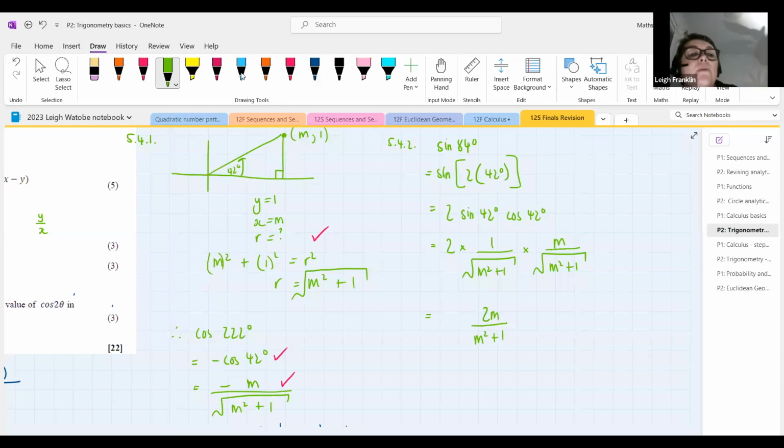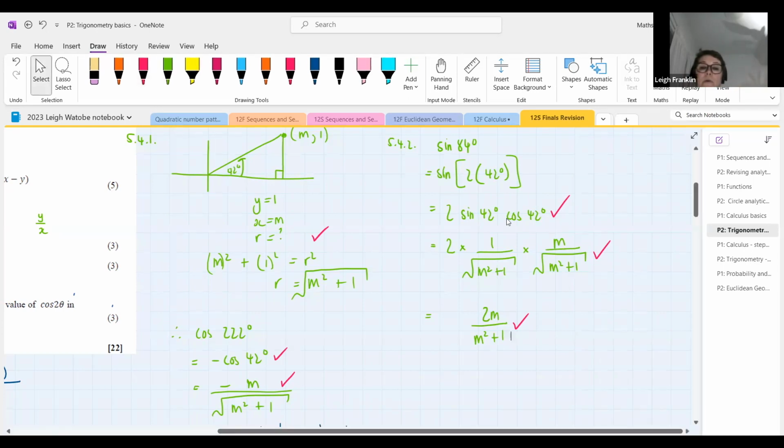Okay, so as far as this question is concerned, writing it as a double angle, subbing in, and there is our answer. All right, is everybody happy with 5.4.2? Are we all good? Are we feeling strong like a lion, I hope?